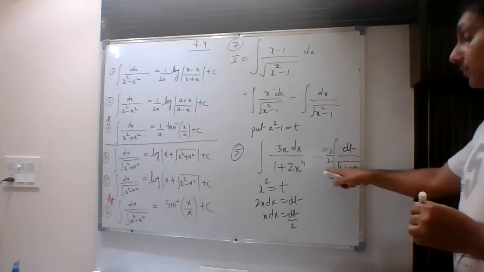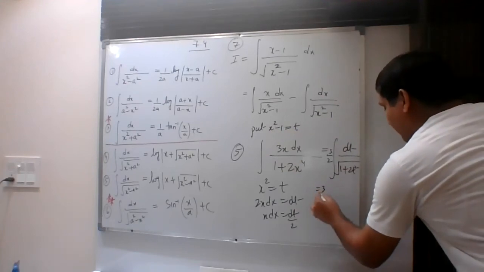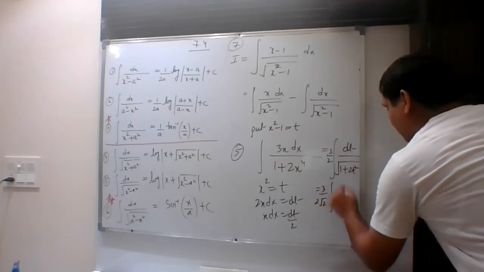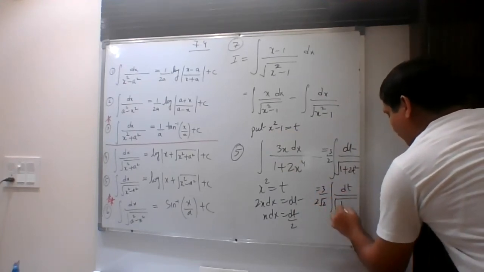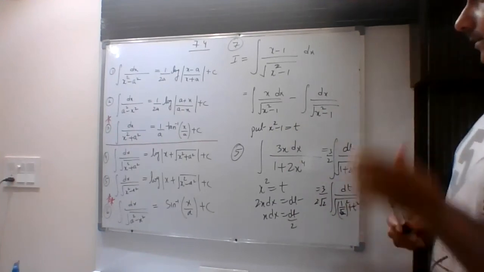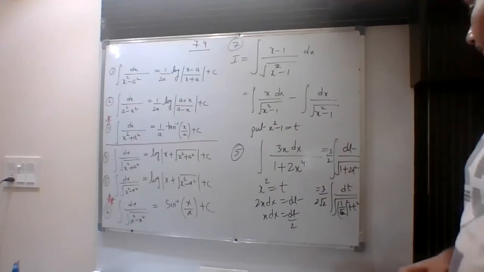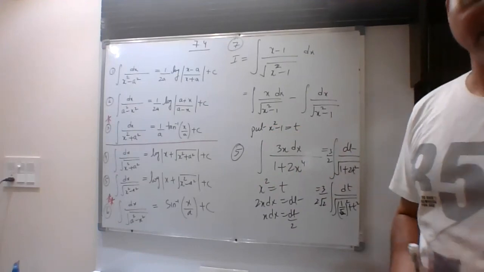After this, you will take this 2 outside and we need to apply that formula. So this can be written as 2 root 2 dt upon under the root of (1 upon 2) whole square plus t square. Here we can apply formula number 4 and after that we will put the value of t to get the final answer. So this is all about this 7.4.